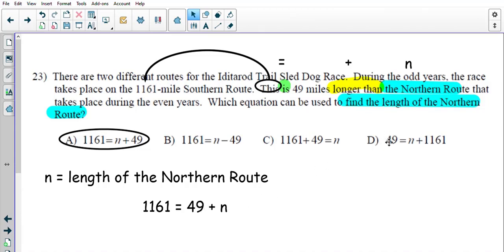I've had students choose letter D in the past, and letter D also does not make sense because you would solve this by subtracting 1,161 from both sides. And if you subtract 1,161 from 49, you get a negative value. And remember that n represents the length of the northern route, so it cannot be a negative value. So you definitely want to stop and think about this a little bit as you're working through the problem. The only one that makes sense here is letter A.